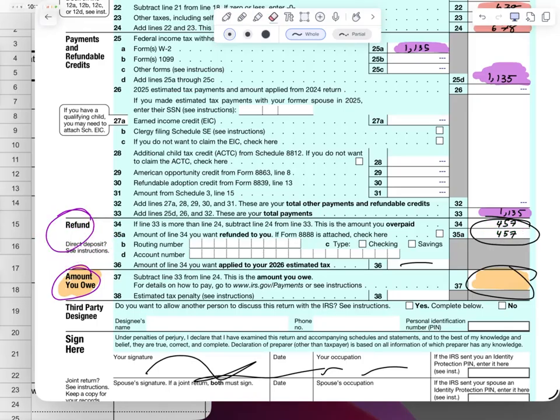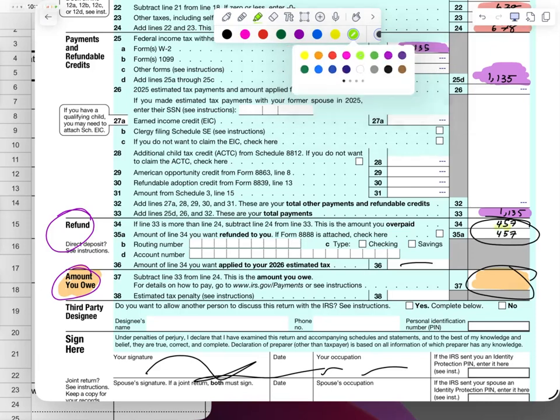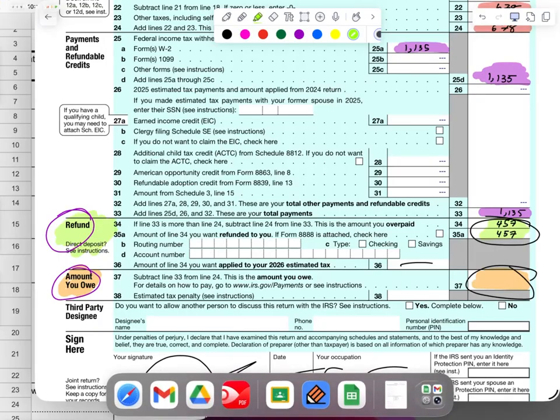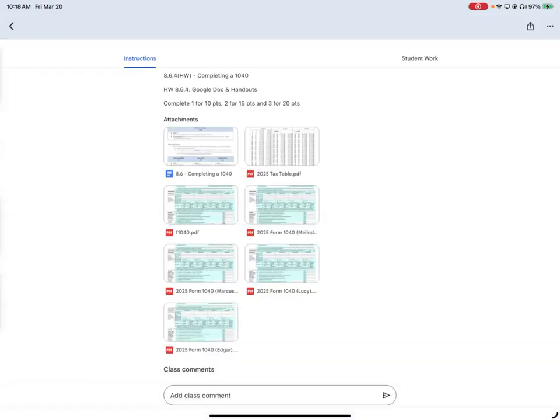Now, I didn't make you do Melinda, but on the actual homework assignment, I don't have one for Melinda down on the bottom here, which I should have done. Is Melinda going to get a refund or owe taxes? She gets a refund, so I put refund, and then I put $475.